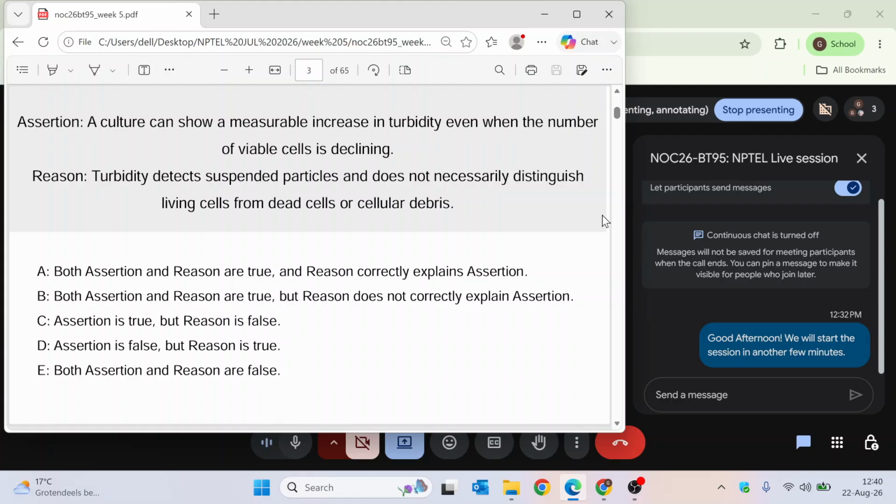So the first question is: a culture can show a measurable increase in turbidity even when the number of viable cells is decreasing. The reason: turbidity detects suspended particles and does not necessarily distinguish living cells from dead cells or cellular debris.